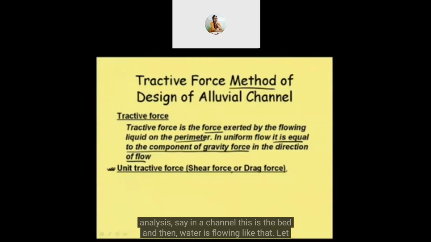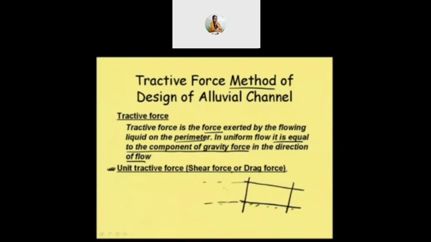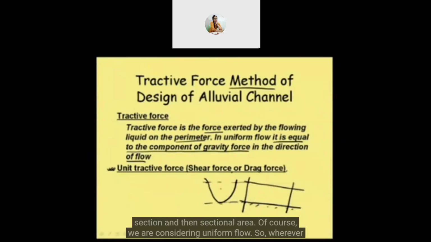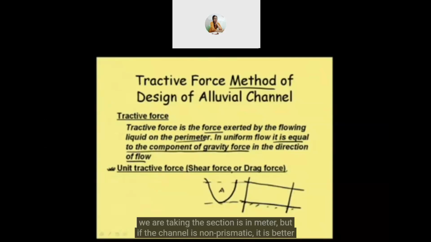Now, if we recall our earlier discussion of uniform flow, we had this sort of analysis. Say, in a channel, this is the bed, and water is flowing like that, and let us consider this portion. Let me draw this section. Then the sectional area is this area. We are considering uniform flow, so wherever we take the section, it doesn't matter. But if the channel is non-prismatic, it is better to take the section from the central part so that it represents both sides well.